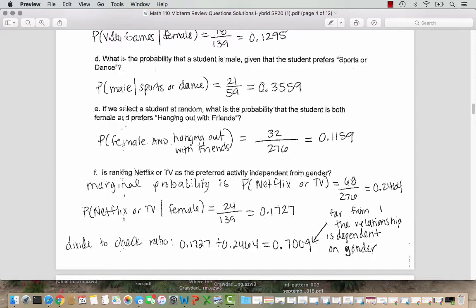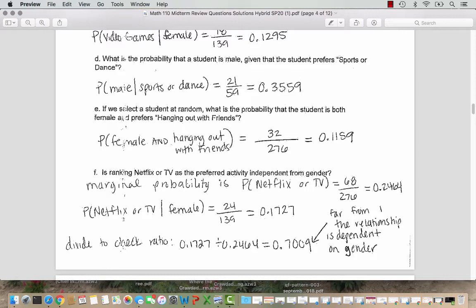Now we have to pick one of the conditional probabilities to compare to. So I picked the condition being female. You could have also picked the condition being male. Either way, we'll see similarities or differences. So we did the probability of Netflix or TV, given that the student is female. So our denominator is 139, just the females in this study. And 24 out of 139 liked Netflix or TV best. And so as a decimal, that is 0.1727.